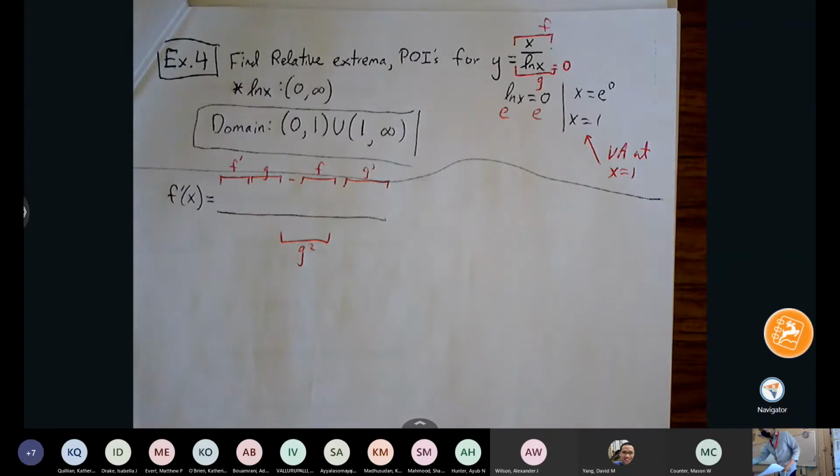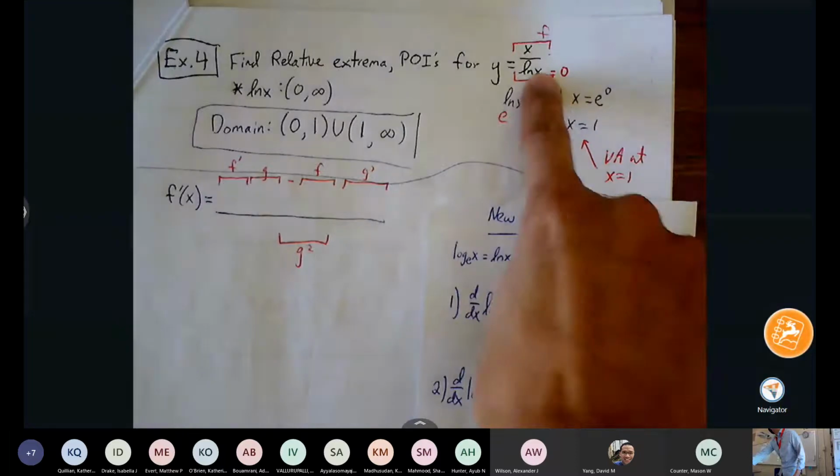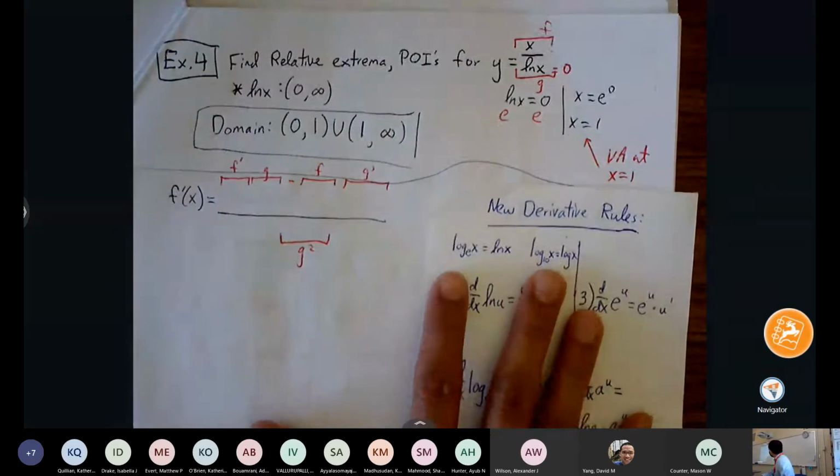Okay, guys, as a reminder, the derivative for natural log is u prime over u. Once you find your critical points, place them onto your sign line. I'll go over each step. Okay, so walking around, the steps look pretty good.